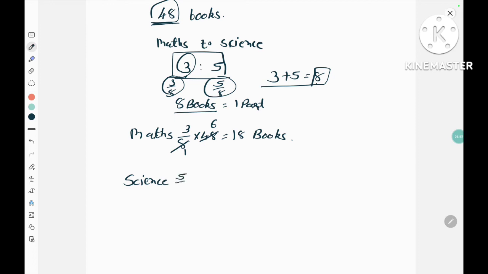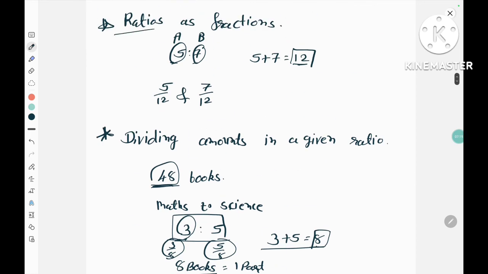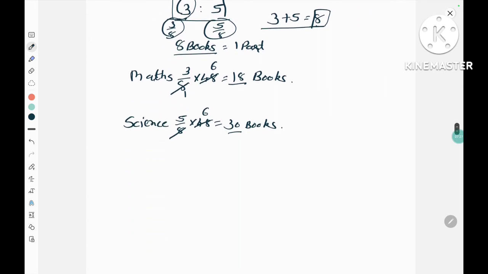What is the fraction of science books? 5 out of 8 times 48 total books. So 48 divided by 8 is 6. So 5 times 6 gives us 30 books. So 30 books are science books and 18 books are maths books. Okay, so if you learn this ratio as a fraction form, then dividing an amount in a given ratio would be easy for us to calculate.